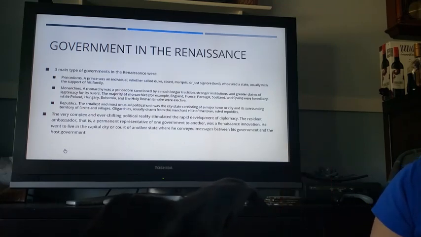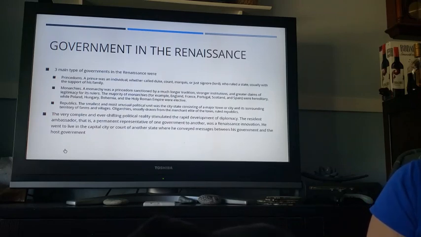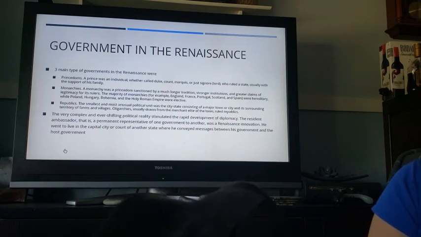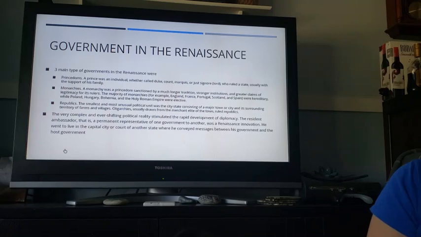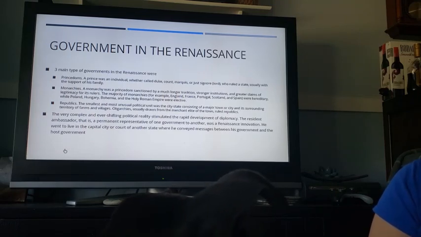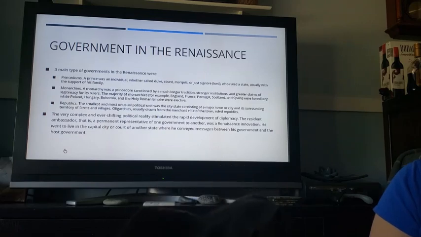And then this is where things start to get vastly different in the Renaissance times, and there were several republics as a form of government. The smallest and most unusual political unit was the city-state, consisting of a major town or city and its surrounding territory or farms and villages. An oligarchy, usually drawn from the merchant elite of the town, ruled the republic.